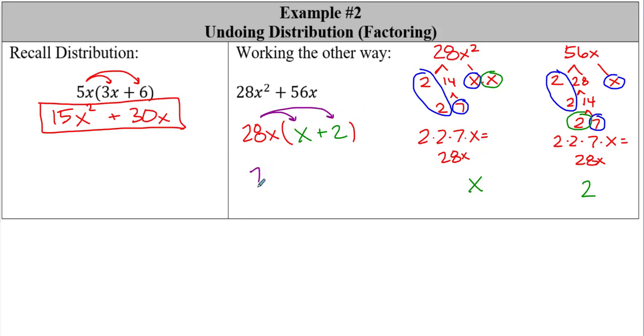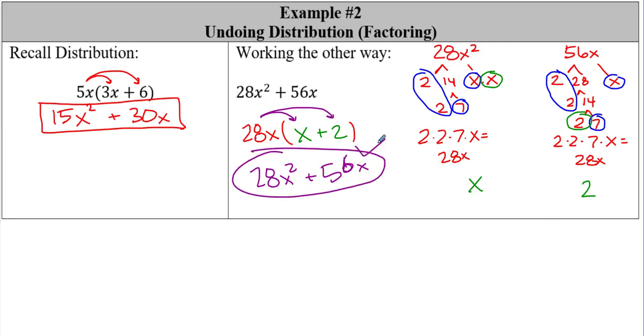28x times x, that's going to give me 28x squared. 28x times 2, that gives me 56x. And it looks like we are back where we started. Okay, so one way you can do this, if you have a hard time figuring out what is the greatest common factor between these just by eyeballing it, you can always break it down into your factor trees and find the matching pairs. This is where having an idea of your common multiples will come in handy.